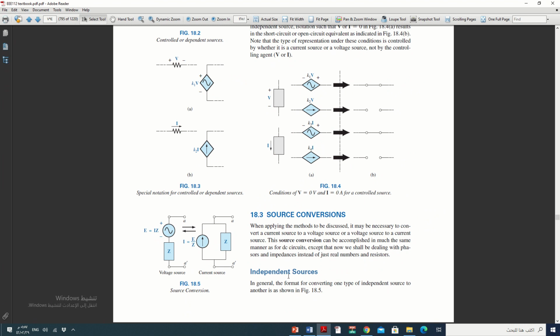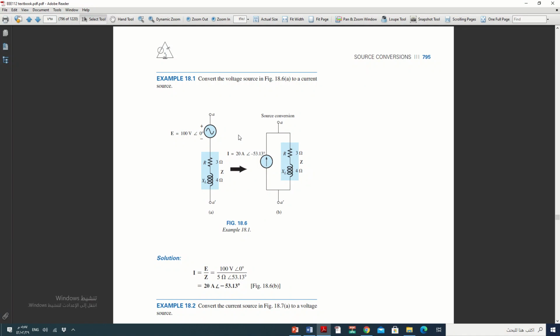We'll study independent sources and dependent sources. For independent sources, this is one example: convert the voltage source in the figure to a current source. We have 100 volts with angle 0, and this is our impedance. We can divide 100 by this impedance, as we did here, and find the value of the current source. It becomes I equals 20 ampere angle 53.13, in parallel with the same impedance, same value.